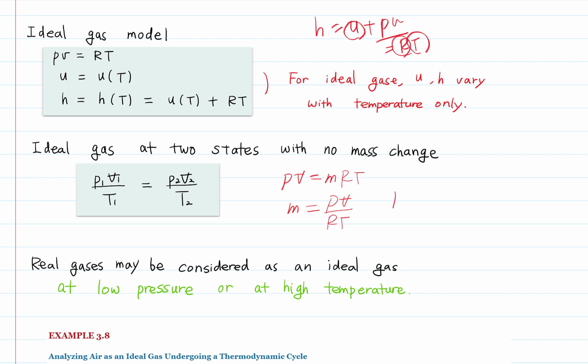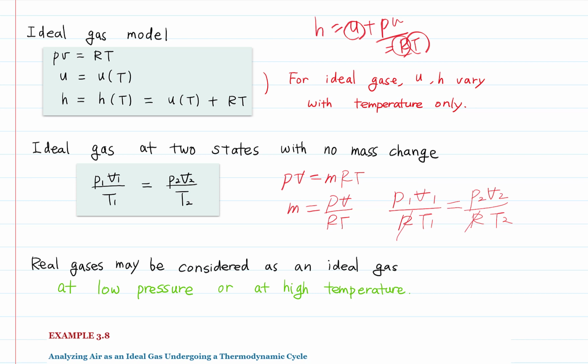At state 1, m equals P1 V1 over RT1. Since mass doesn't change during the process, we can write P2 V2 over RT2. So R cancels out. P1 V1 over T1 equals P2 V2 over T2.